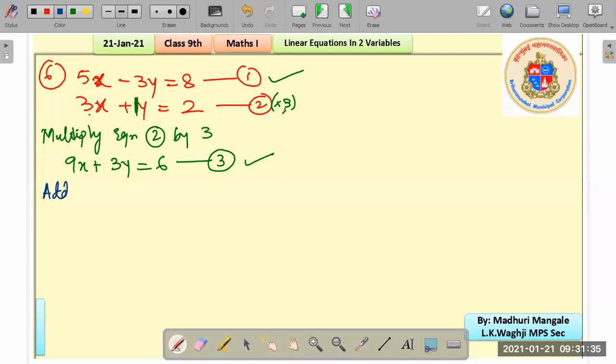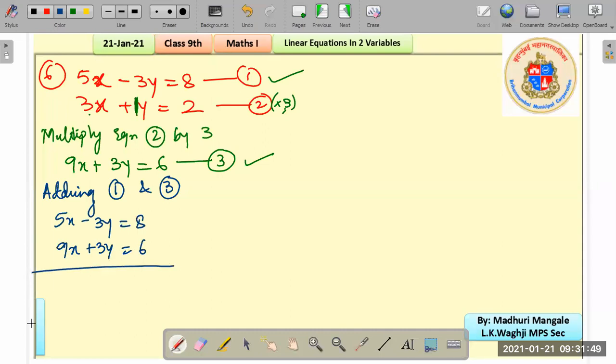So adding equation 1 and 3. So 5x minus 3y equals 8 and 9x plus 3y equals 6. Add them up. What do you get? The y terms will get crossed out. 9 plus 5 will make it a 14x equals 6 and 8, that will be 14 again.